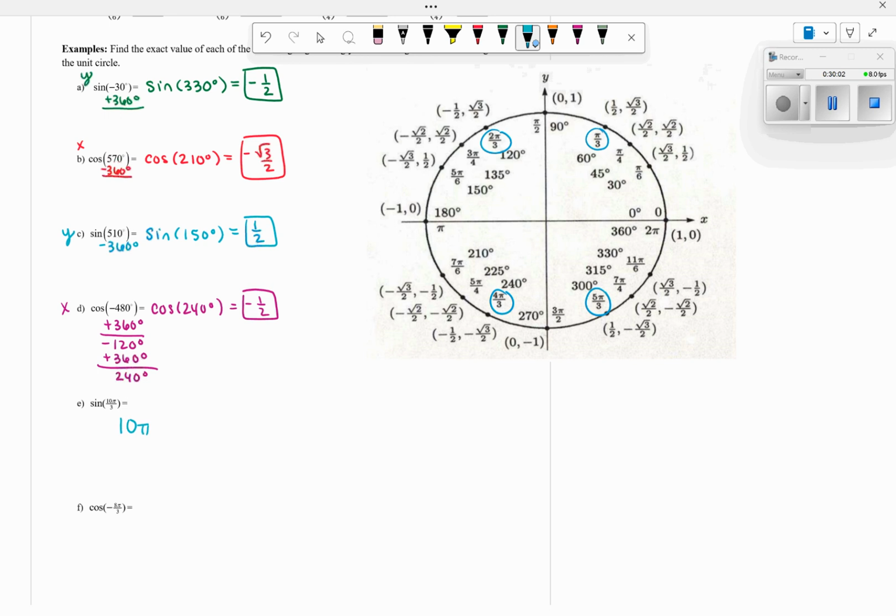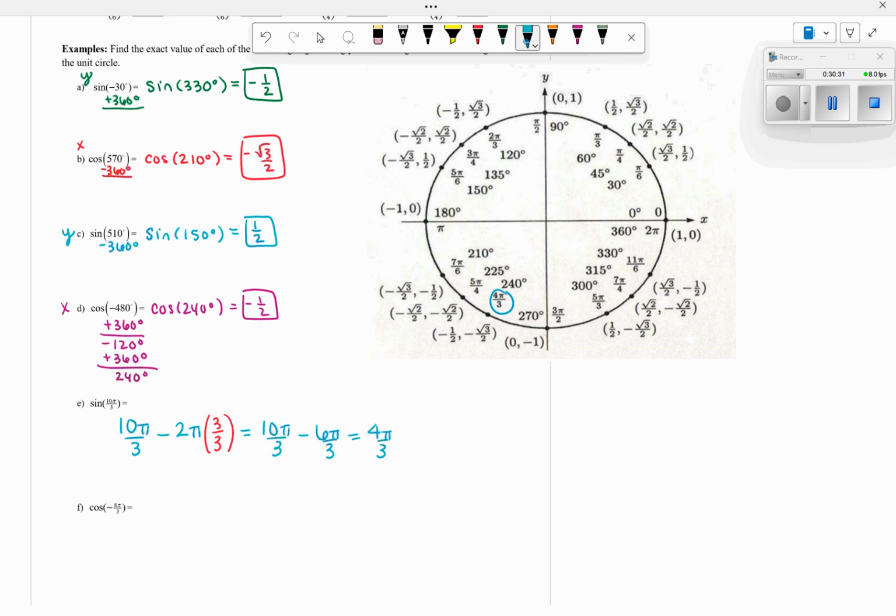So 10 pi over 3, we subtract 2 pi because it's over 2 pi in this case. I need a common denominator, and you need to be able to do this without your calculator. So multiply this by 3 over 3 to get a common denominator. So this gives us 10 pi over 3 minus 6 pi over 3, because 6 pi over 3 is really 2 pi. So 10 pi over 3 minus 6 pi over 3 gives us 4 pi over 3. And what do you know? 4 pi over 3 is the same as 240 degrees.